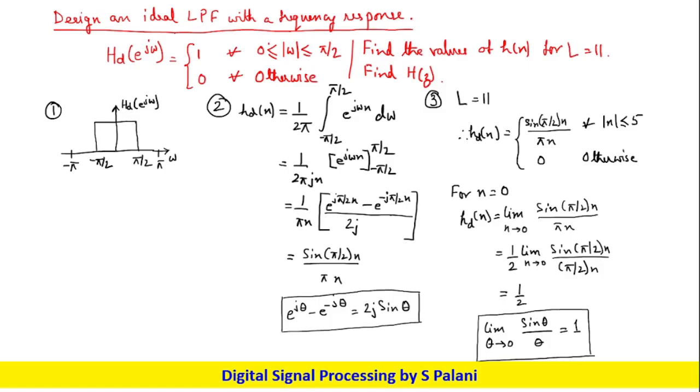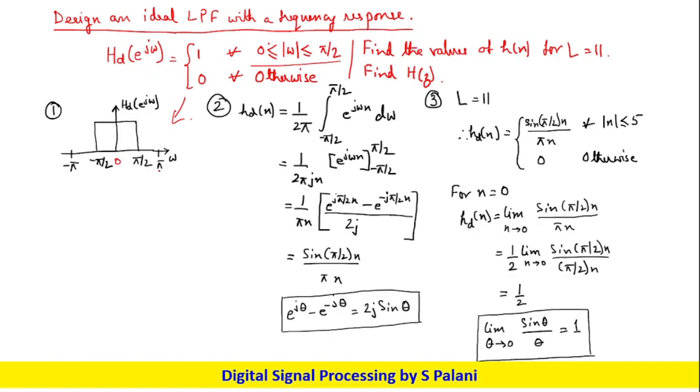So let us take an example. In this example, if you see, H d of e to the power j omega is equal to 1 in the region of modulus of omega from 0 to pi by 2. Modulus of omega means, if you look into the frequency response, we are basically talking about 0 to pi.